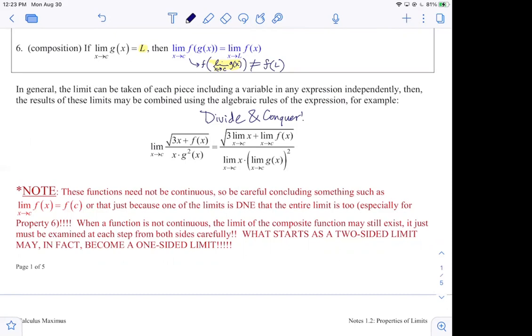And this is really important because this is what's new that I'm emphasizing this year. What starts as a two-sided limit may in fact become a one-sided limit.